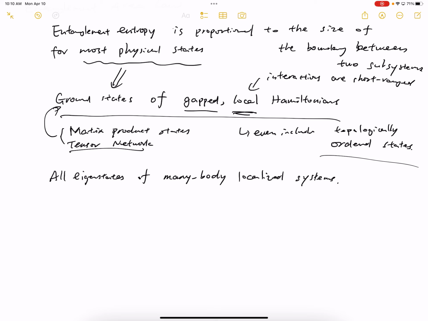Question, Cody? Since trapped ion quantum computers can have non-local interactions, do they not satisfy the entanglement area law, or is it a small enough space that there's... So yeah, that's a good question. It kind of depends on how long range the entanglement is.